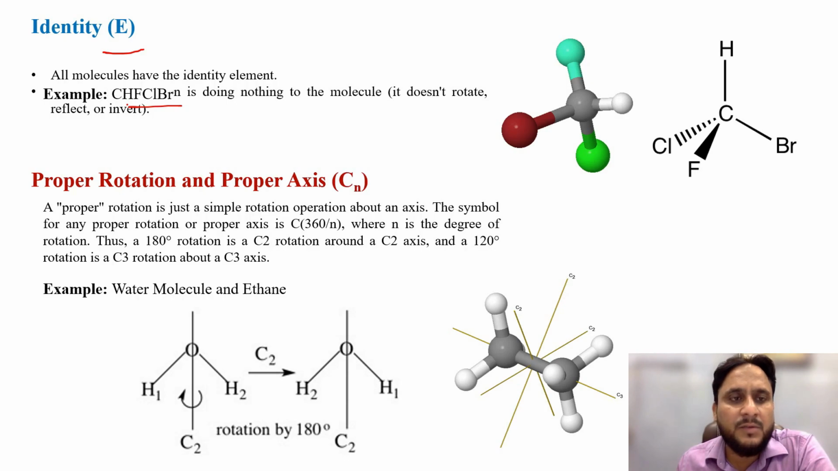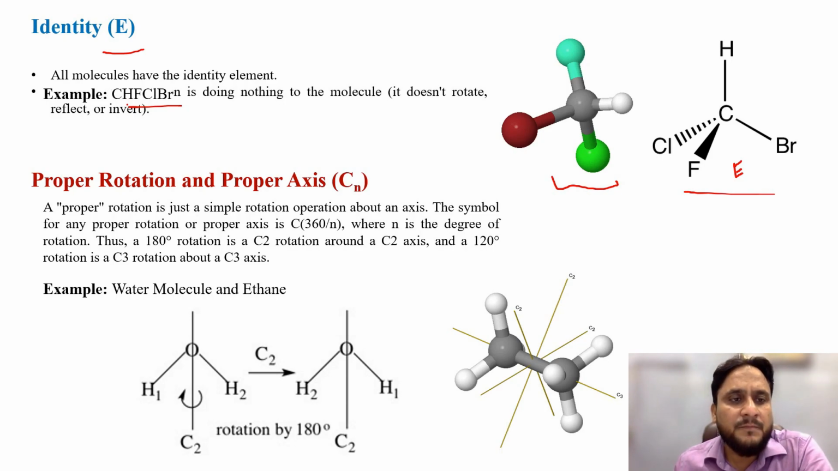as in this particular example, the molecule shown is CHFClBr. Since it is a chiral molecule, all the groups attached to the carbon are different. Even in this case, if we do not rotate this molecule, if we do not perform any symmetry operation on it, the molecule remains in its original form, and therefore we can say that this molecule possesses an element of identity, and all molecules possess an element of identity.